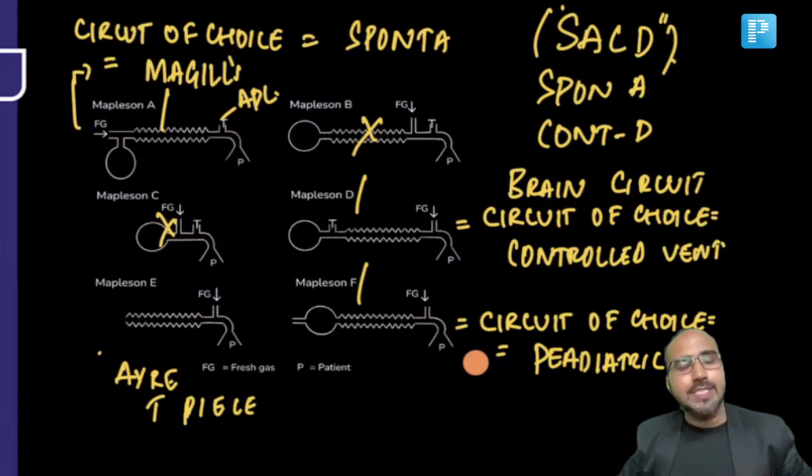Mapleson E circuit, the Ayre's T-piece, is basically a trial circuit, guys. Commonly, when do you use it? Whenever the patient is being weaned off from the mechanical ventilator, we give a T-piece trial. We just give the circuit and connect oxygen to the patient before removing the patient from the ventilator.